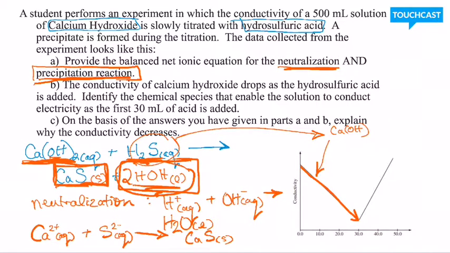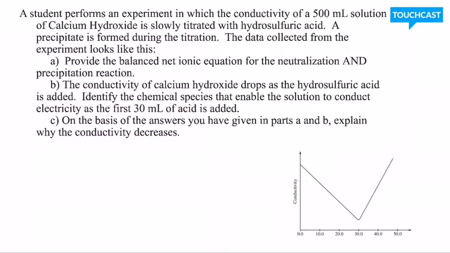So it wants to know what the identity of the chemical species that enabled the solution to conduct electricity was to begin with. So here is your calcium hydroxide. When that dissolves in water, you will be making calcium ions and hydroxide ions. So for this answer, all you would have to say is calcium ions and hydroxide ions. For the last part of the question, part C, all you have to do is provide an explanation for why the conductivity decreases. You should be able to say in two parts that basically the precipitate is being formed and precipitates are insoluble.